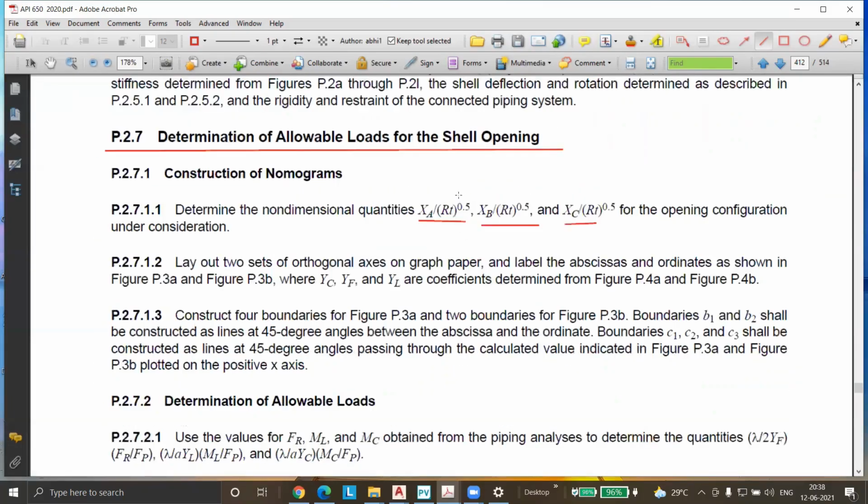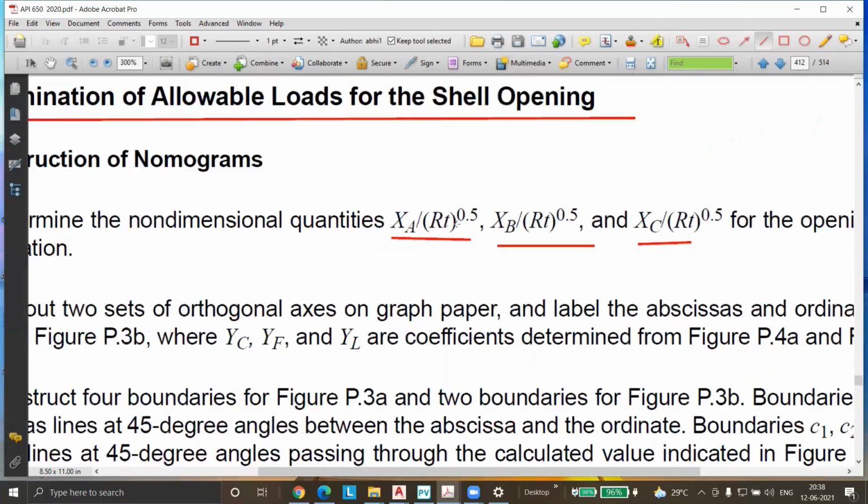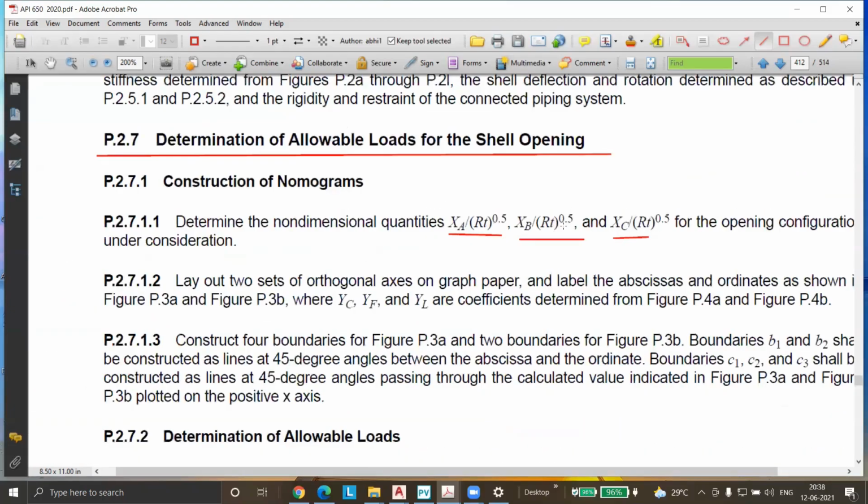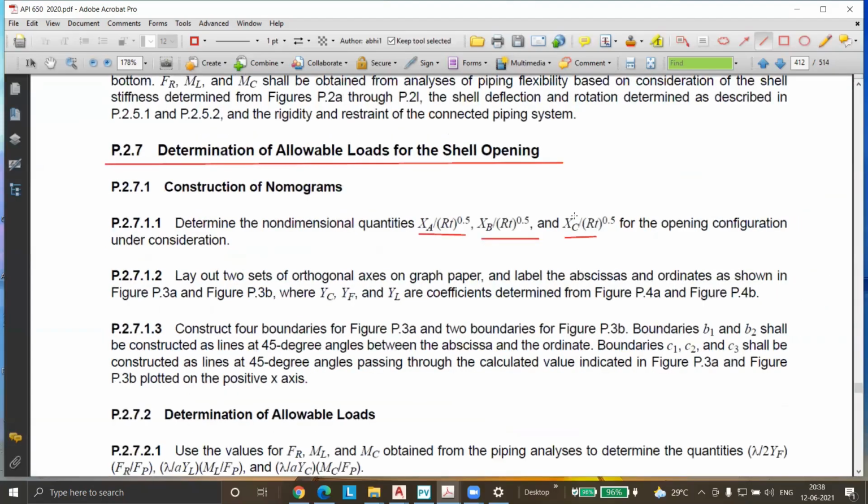Once I have that, what are the other things? Other things are already known. R is the radius of the tank. T is the thickness of the shell. So I can calculate these three non-dimensional quantities. Once this is known, I can use figure P.3a and 3b to calculate three coefficients. There are three coefficients which we need to calculate: YC, YF, and YL.